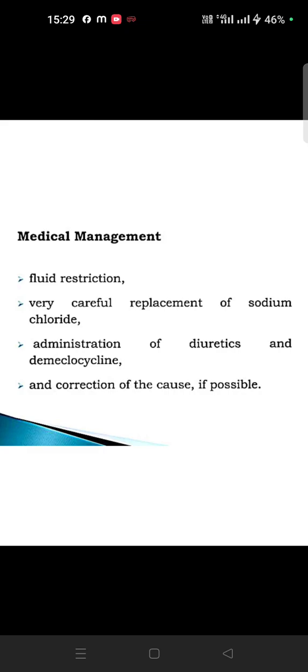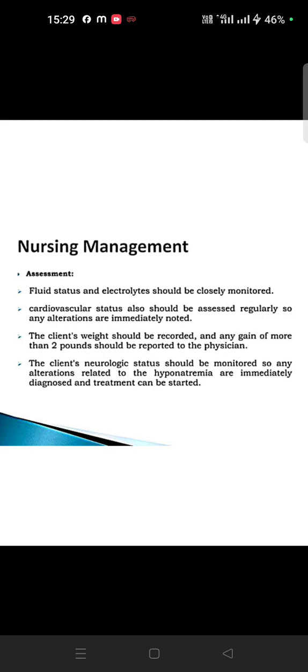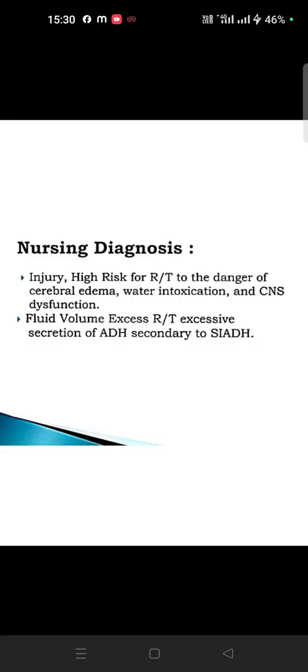Medical management: fluid restriction, very careful replacement of sodium chloride, administration of diuretics and demeclocycline, then correction of causes if possible. Nursing assessment: fluid status and electrolytes should be closely monitored. Cardiovascular status should also be assessed regularly and alterations immediately noted. The client's weight should be recorded, and any gain of 2 pounds should be reported to the physician. The client's neurological status should be monitored, and alterations related to hyponatremia immediately diagnosed so they can be treated.